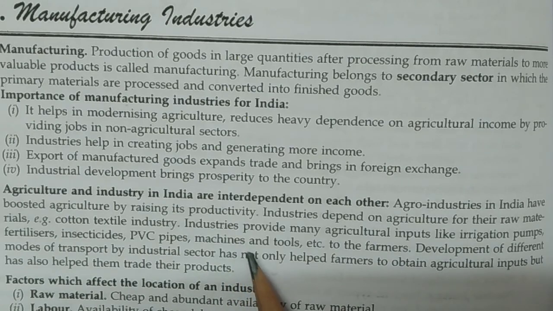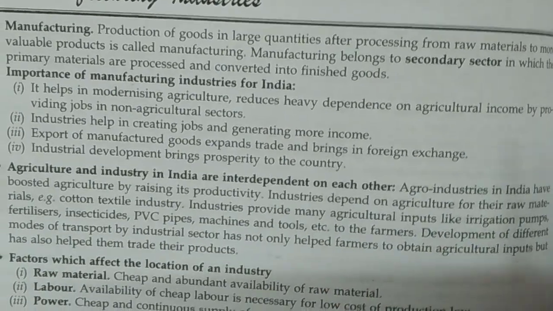Next, industries provide many agricultural inputs like irrigation pumps, fertilizers, insecticides, PVC pipes, machines and tools, etc. to the farmers. Development of the different modes of transport by the industrial sector has not only helped farmers to obtain agricultural inputs but has also helped them trade their products.